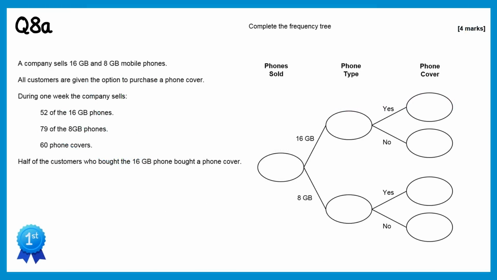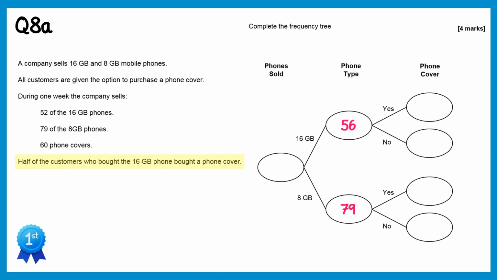In this question we're told that 56 of the phones were the 16GB version, so we can write 56 straight into the frequency tree. We also have 79 8GB phones, so we can put that straight into the frequency tree. We'll skip over the 60 phone covers for a moment.